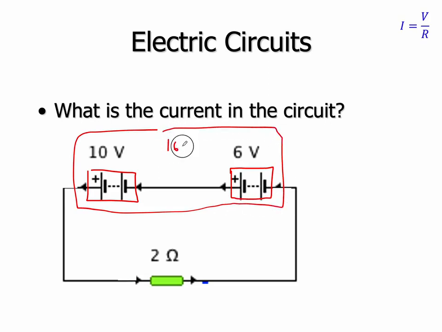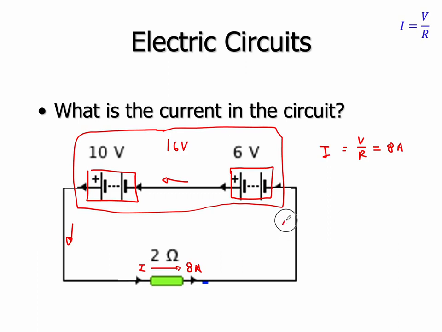What's that going to do to the current in the circuit? Well, now just plugging in our numbers, I equals V over R. We get 16 over 2, so the current in this circuit is going to be 8 amps. So there'll be 8 amps of current flowing through this. Now, at this point, I want to ask you a tough question. What's the current at this part of the circuit? Or what's the current at this part of the circuit?